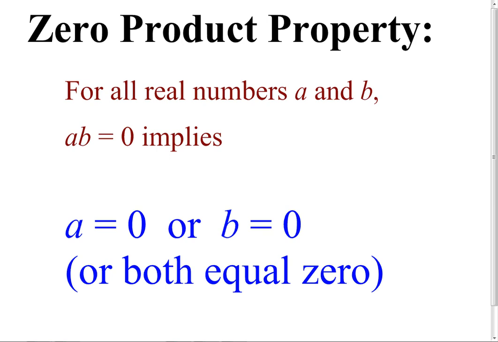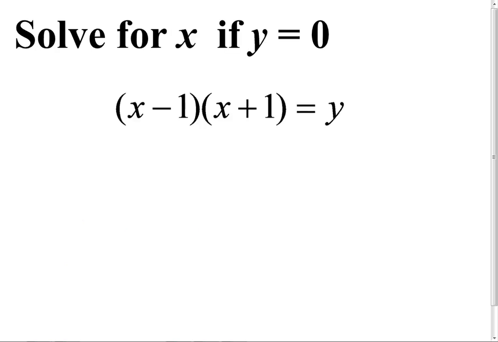Here's the property. Call it ZPP. If the product of two numbers is 0, then one of them has to be 0. That's it. Now we have been looking at parabolas, and what I want to do is find out where this is 0.